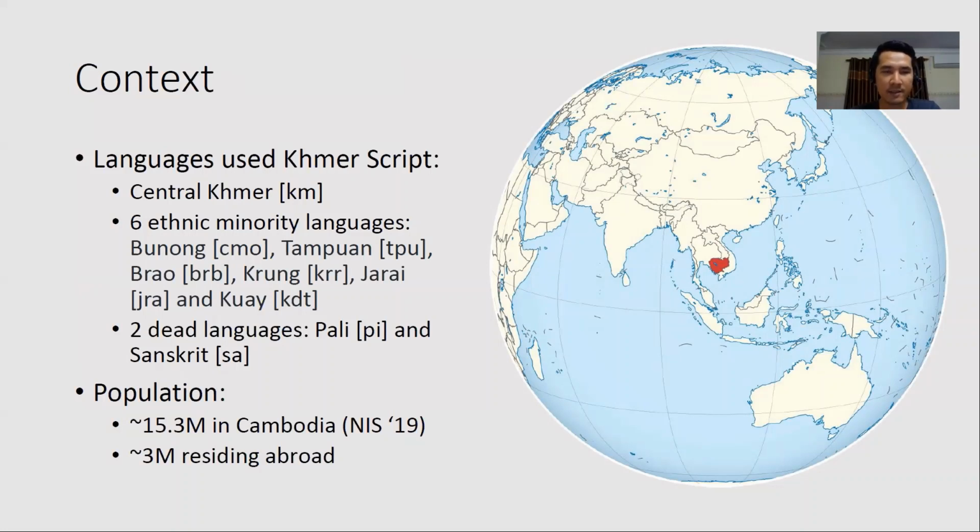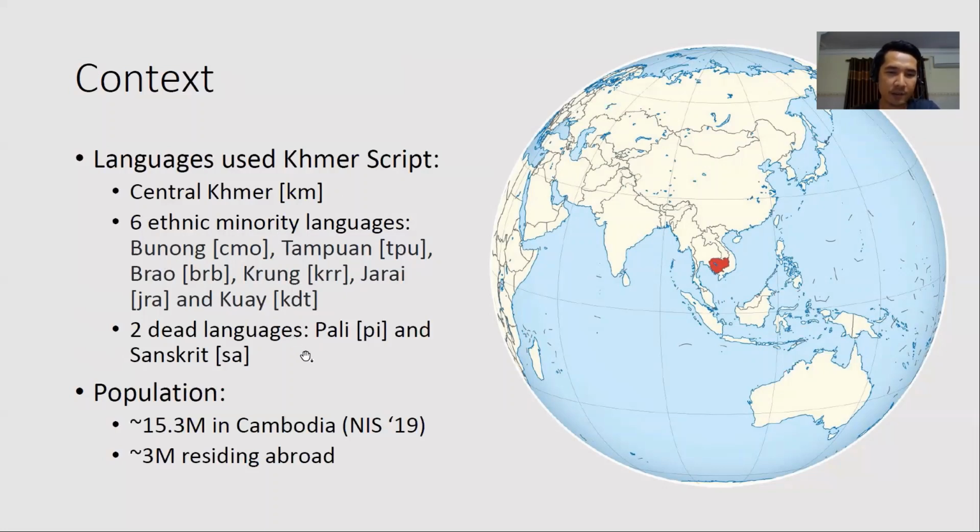The languages that use Khmer script are Central Khmer. So this little red section here is Cambodia, which borders Thailand, Laos, and Vietnam. In these countries, there are 6 ethnic minority languages that use Khmer script. They are Bunong, Tumpuan, Brau, Krung, Jarai, and Kui. These ethnic minority languages live up north of the countries.